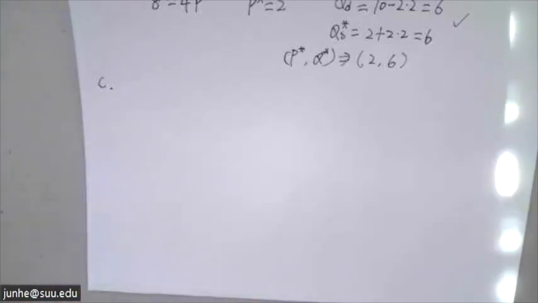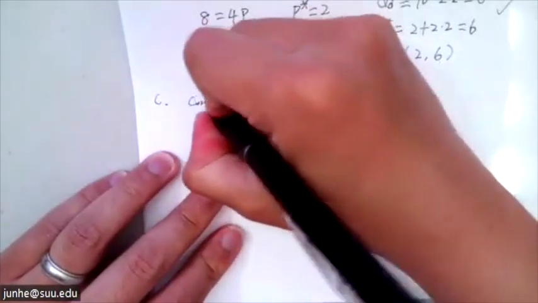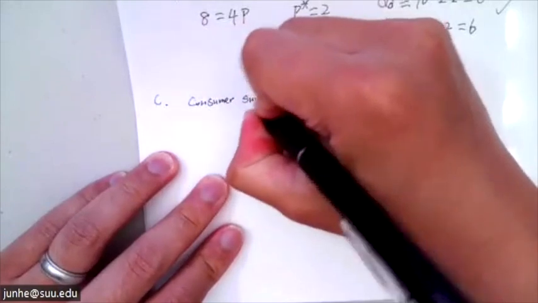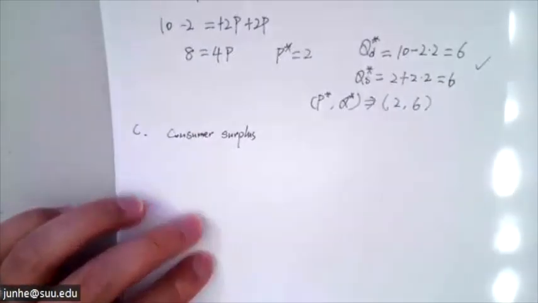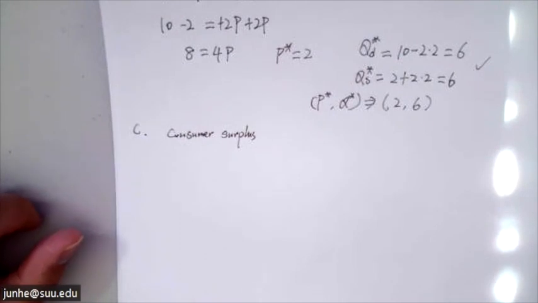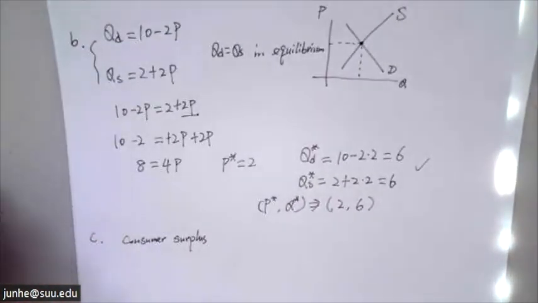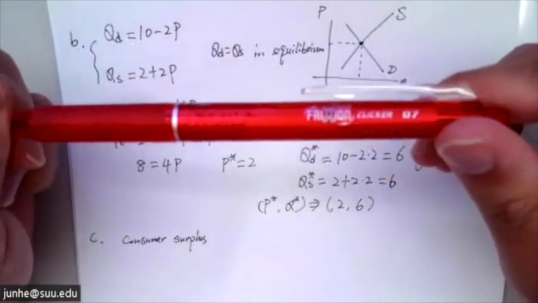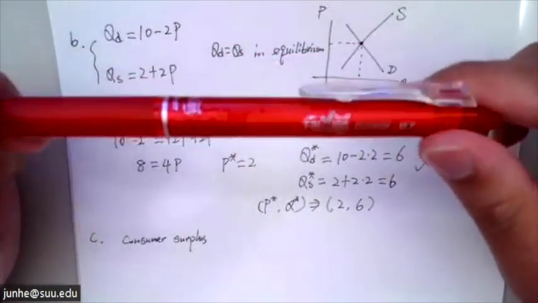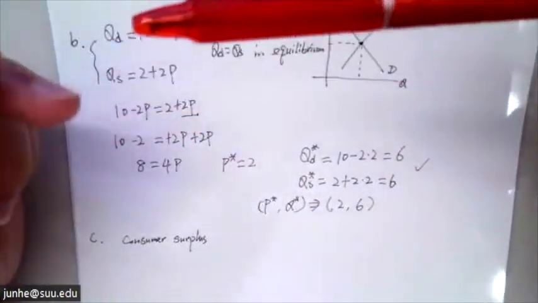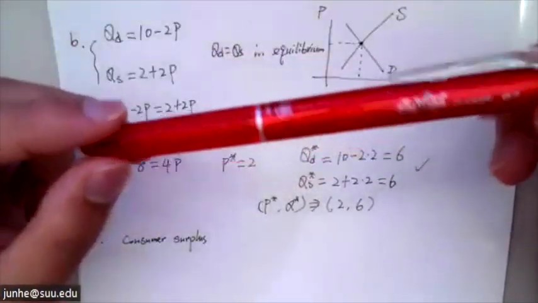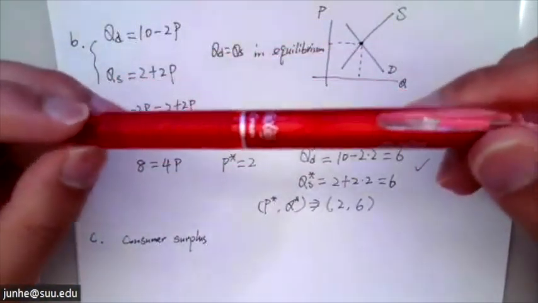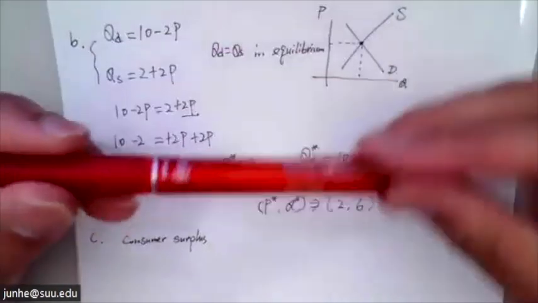Okay, now we're at question C, which asks us to calculate the consumer surplus. So first question, what is consumer surplus? Well, think about this. If you are willing to buy this pen at, say, $20, now you have a very important document to sign, and it requires a colored pen, and you are in such an urgency, so you're willing to pay 20.